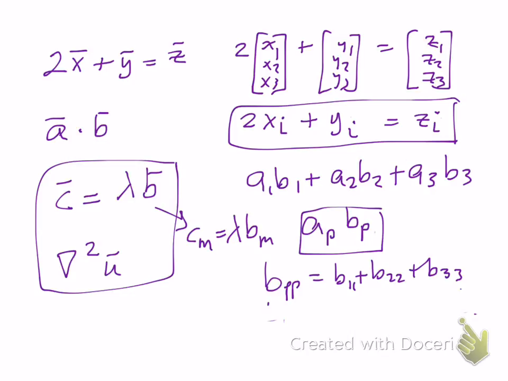And what did you guys come up with for this last one? dui over dxi, and dxj. And how did you get that? The Laplacian is the divergence of a gradient.